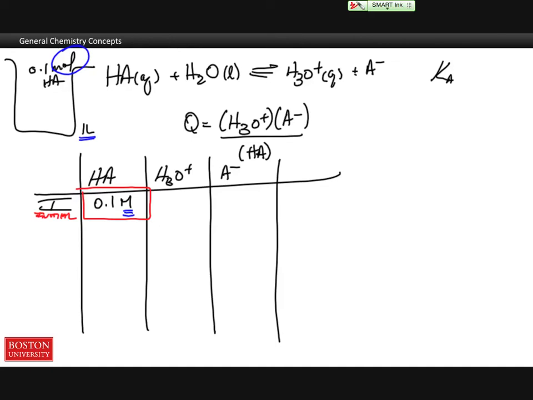Okay, next question. What is the initial concentration of A-? Look back at your beaker. Is there any A- in the beaker? There isn't, which means our initial concentration of A- is 0 molar.